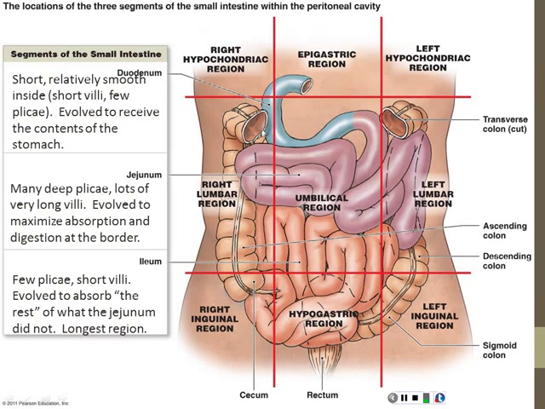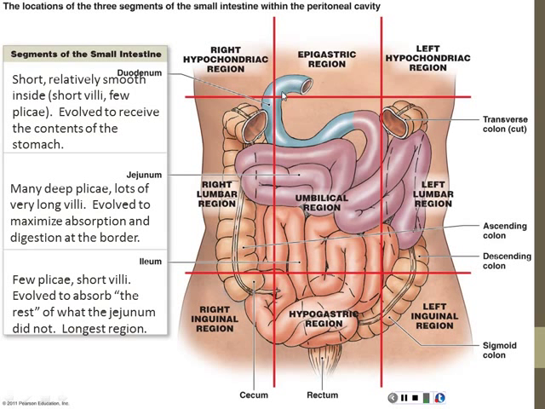And it's going to process that content. So what it gets is very acidic from the stomach. So the pancreas neutralizes that acid, and that occurs in the duodenum. So the duodenum is an important region because it's the control center for digestion, as we'll see more next time.